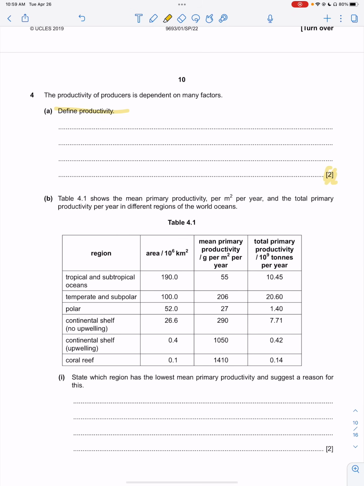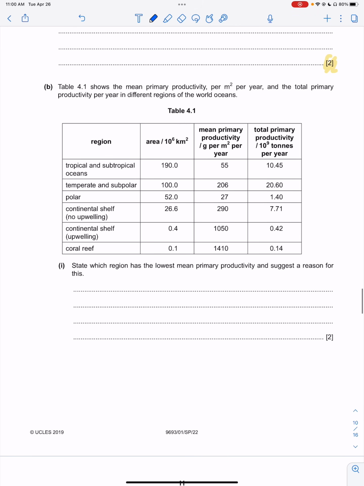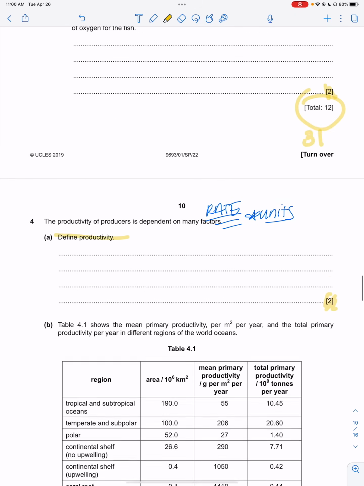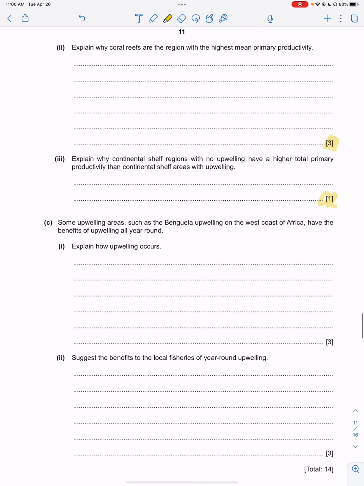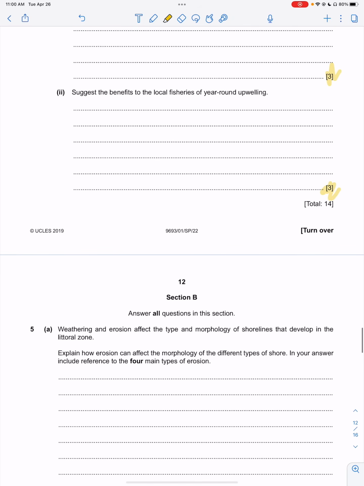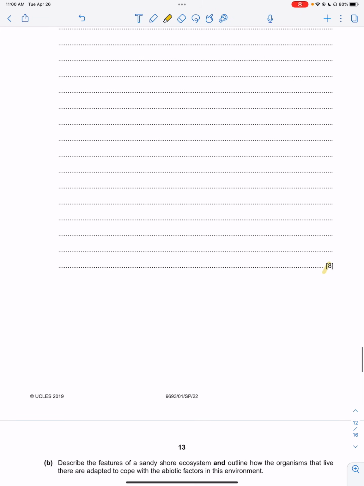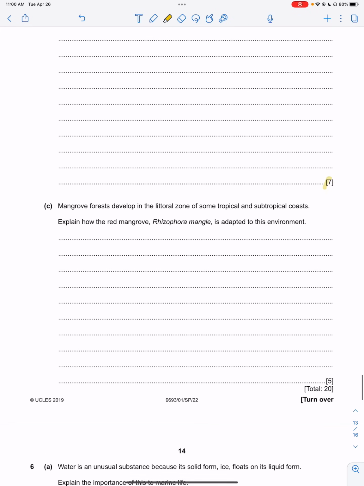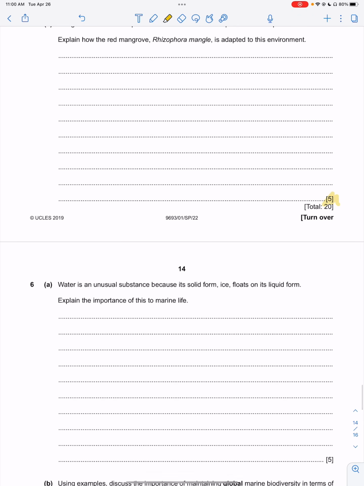Ooh, productivity. Maybe you see that and you're like, oh yeah, Miss Parrott said rate. Don't forget to say rate. And then there's units with it too. What was I at? 31. There's 14, so now I'm at 44. There's 20, right? 64 I've covered.